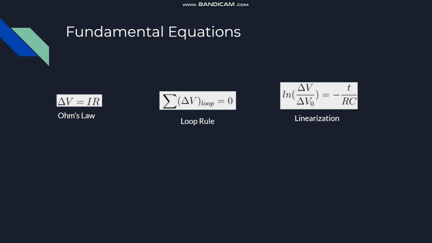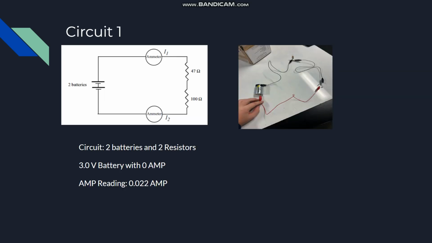Three fundamental equations we'll be using are Ohm's law, which is delta V equals IR; the loop rule, which basically says the sum of changes will equal zero; and then the linearization formula, which is going to be used for graphing.